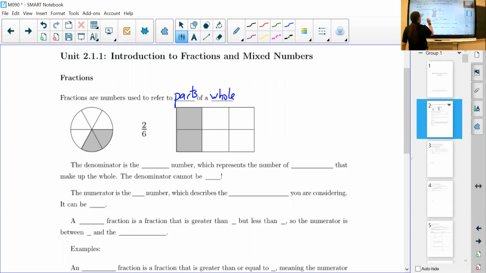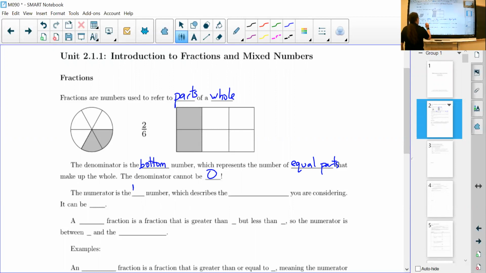The denominator is the bottom number, which is the number of equal parts, and that equal is very important. Equal parts that make up the whole, and the denominator cannot be 0. Never be 0. We can't divide by 0.